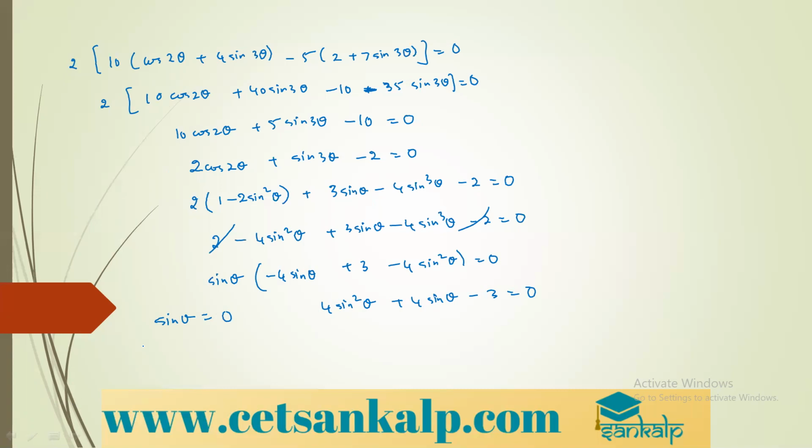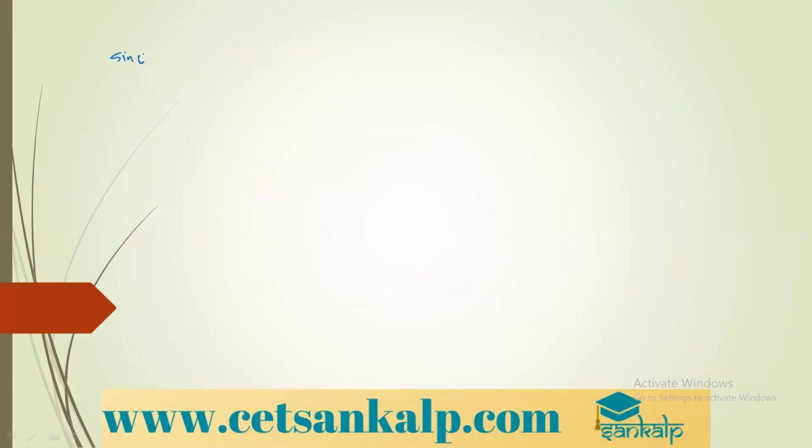So when I take sine theta equal to 0, I can get theta equal to n pi. But here, the other equation, I can factorize it as (2 sine theta minus 1)(2 sine theta plus 3) equal to 0. So sine theta is 1 by 2, or sine theta is minus 3 by 2, which cannot be accepted. That means I can take sine theta equal to 1 by 2.